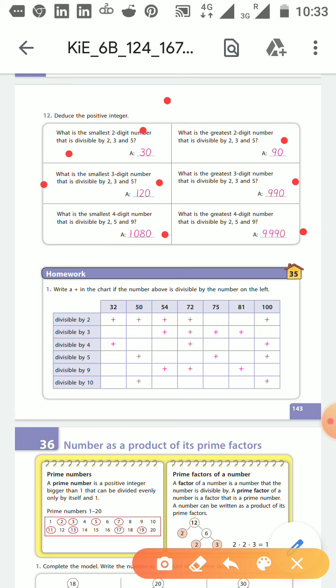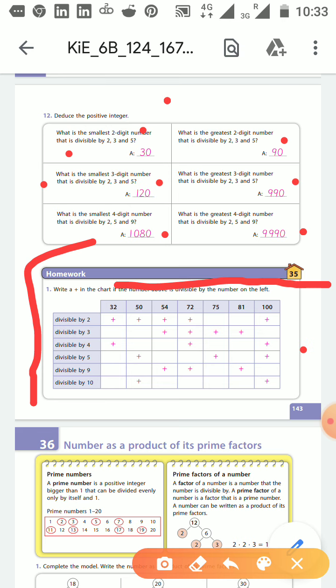Okay. Here, just kind of a recap, really. These are all the numbers on the side, what it's divisible by, and these are the numbers. And you just mark and check what you've written there.